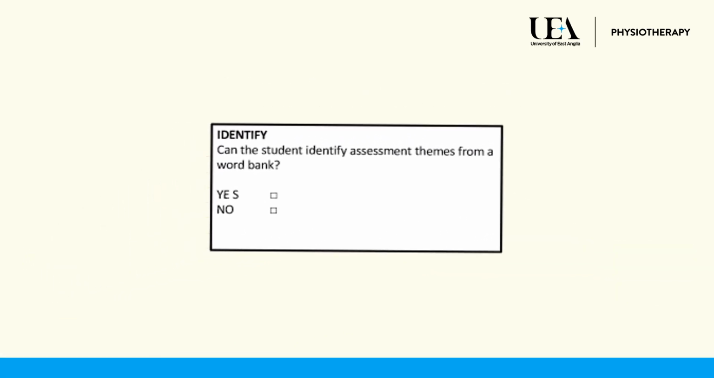The first cue card is Identify. This card can be used to work out whether or not a student can identify assessment themes from a word bank.